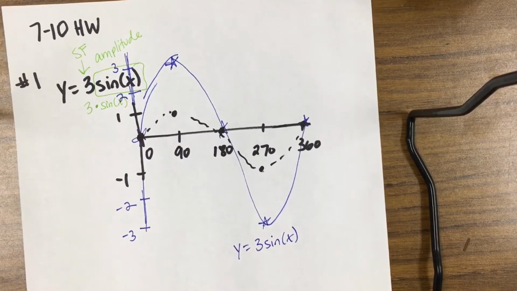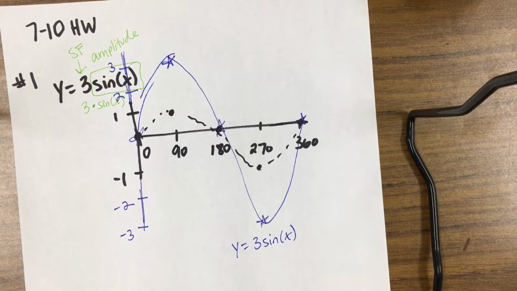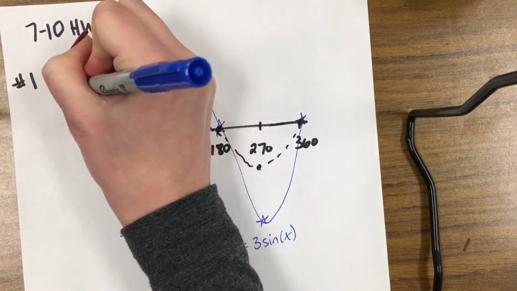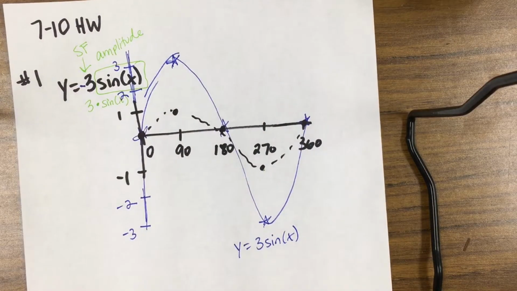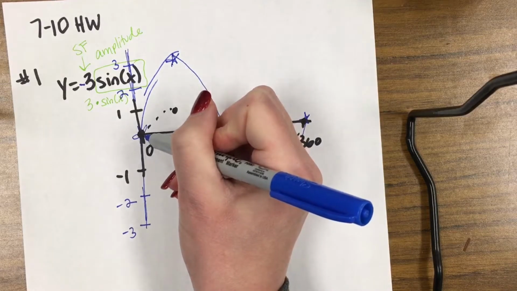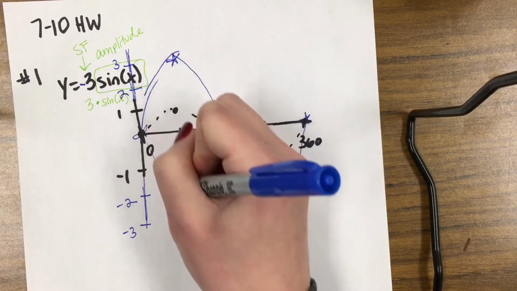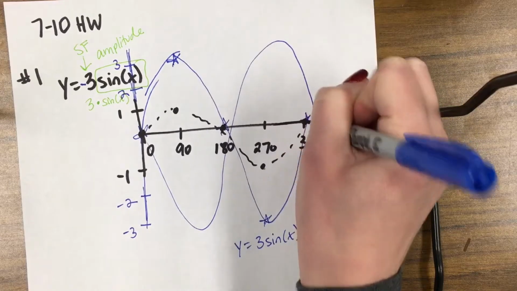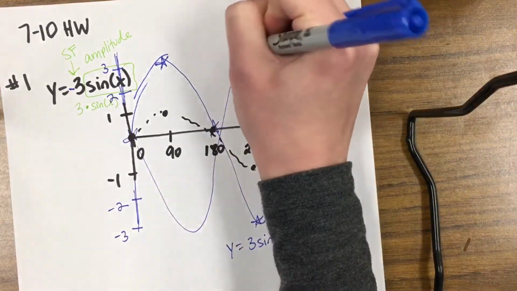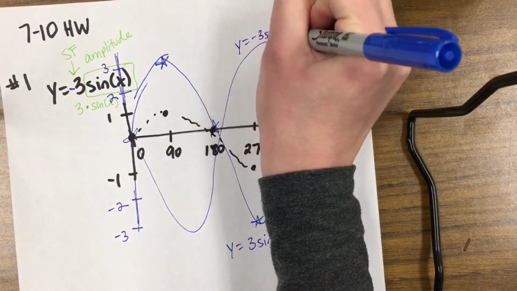So this one with my stars is actually the equation y equals 3 times sine of x. Right? So our amplitude is going to stretch it taller. Now if our equation said a negative 3 in the front, all of these would be multiplied by negative 3. So it will be reflected down here like this. That would be if there was a negative 3 in the front of it.